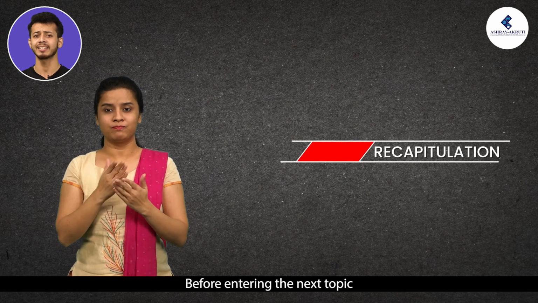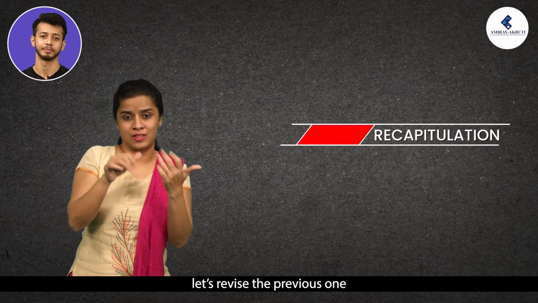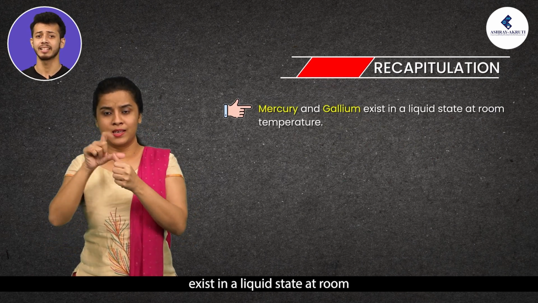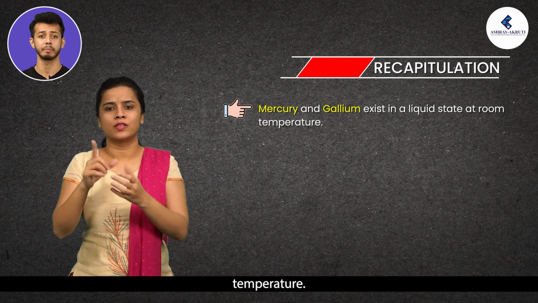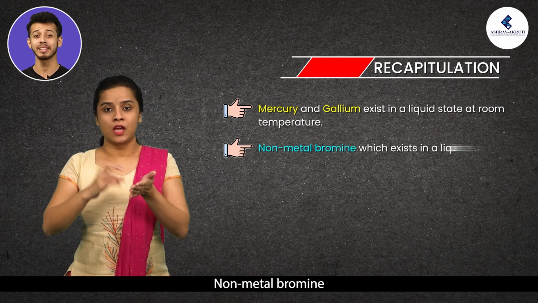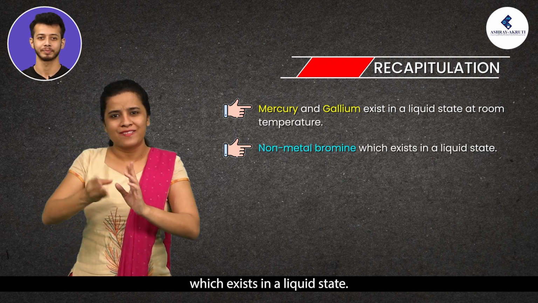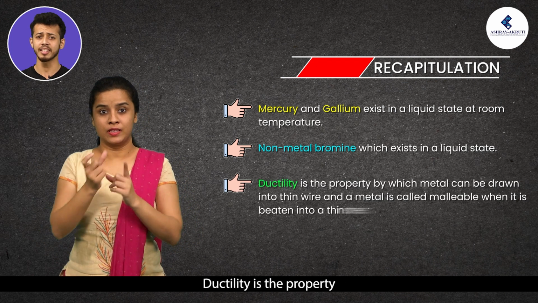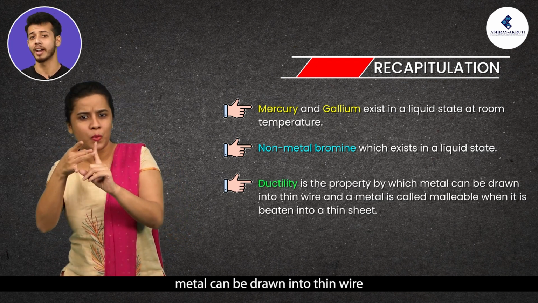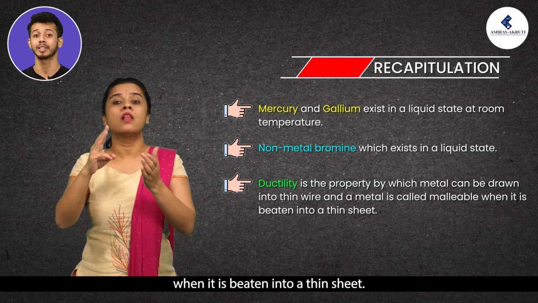Before entering the next topic, let's revise the previous one. Mercury and gallium exist in a liquid state at room temperature. Non-metal bromine exists in a liquid state. Ductility is a property by which metal can be drawn into thin wire, and metal is called malleable when it is beaten into a thin sheet.